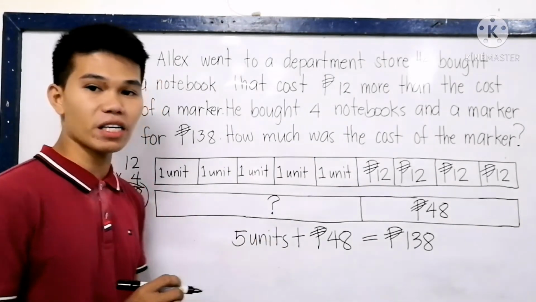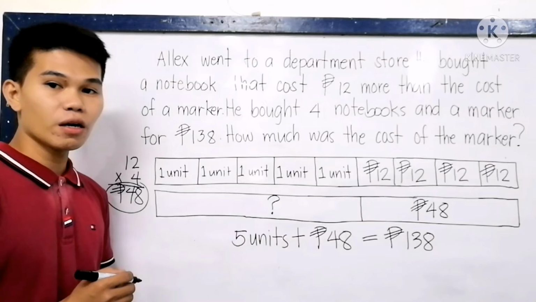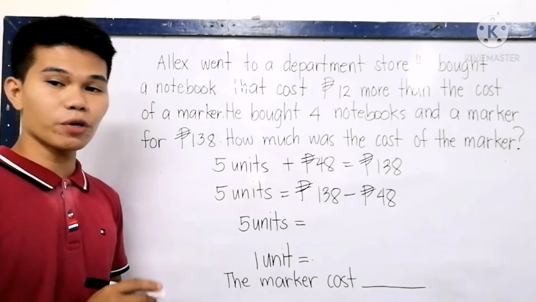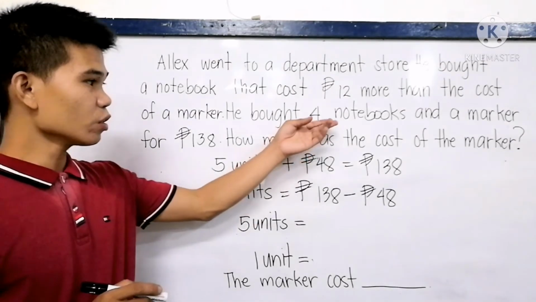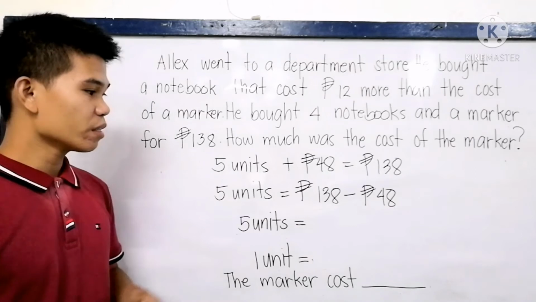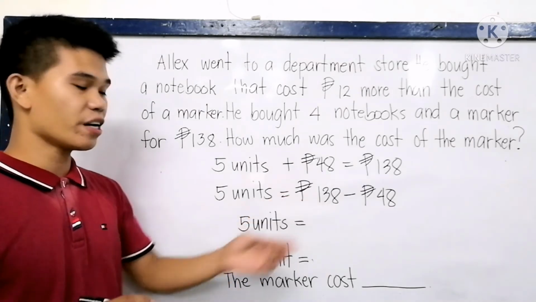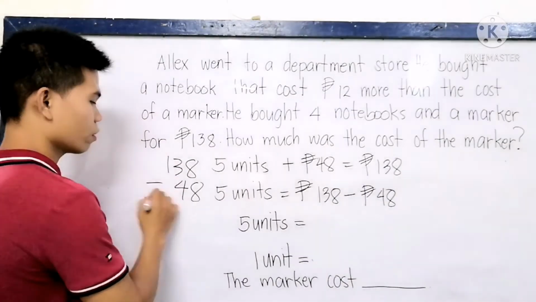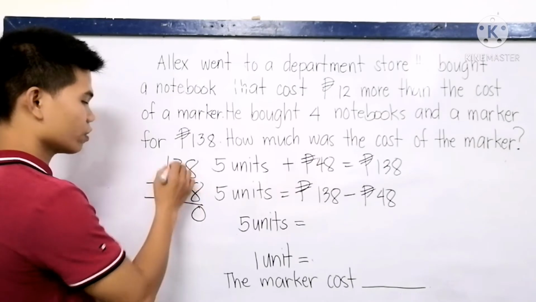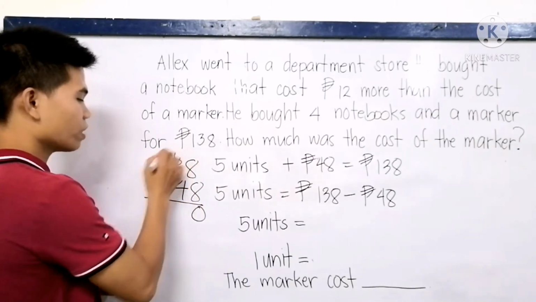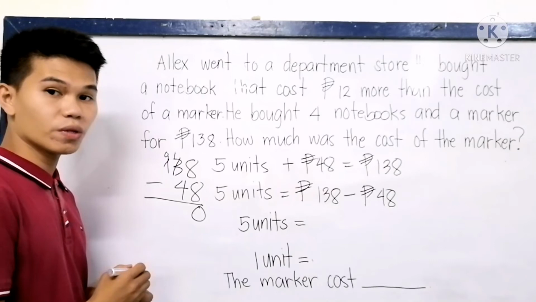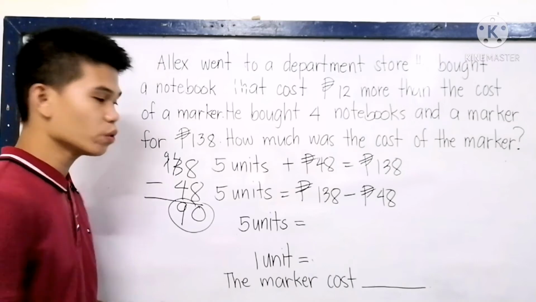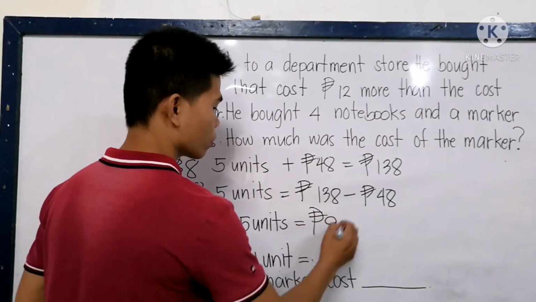And 138 pesos is the total amount of 5 units. To find the total amount of 5 units, we are going to subtract 48 pesos, which is the total amount of 4 notebooks, from the total amount he paid, which is 138 pesos. So 138 minus 48. 8 minus 8 is equal to 0. So this will become 13. 13 minus 4 is equal to 9. So therefore, the 5 units is equal to 90 pesos.